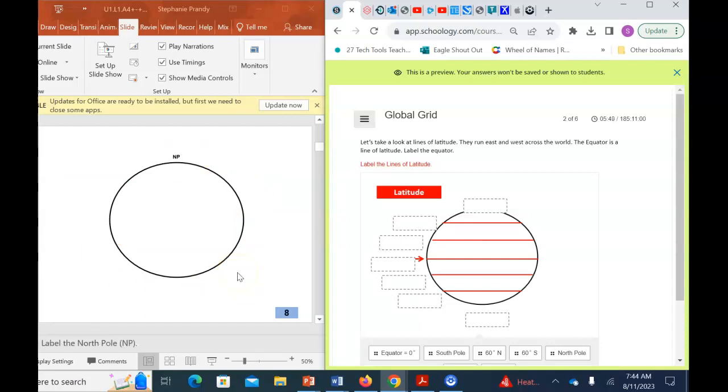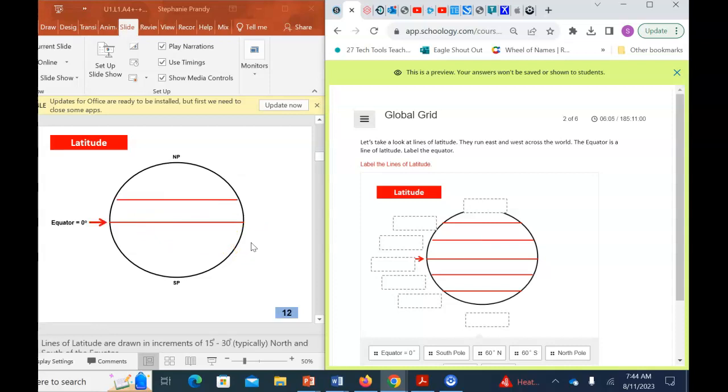So here's our circle, and at the very top we have the North Pole. You're going to be matching this on your page over here, so you'll move your North Pole. You have your South Pole at the bottom, and in the middle that is a line of latitude known as the equator. We also have lines that go above from there. This is 30 degrees north of the equator, 30 degrees south of the equator. This line would be 60 degrees north of the equator, and this would be 60 degrees south of the equator.